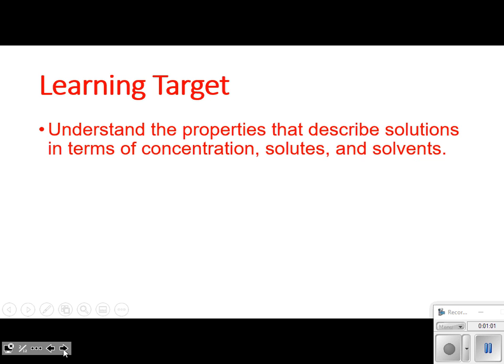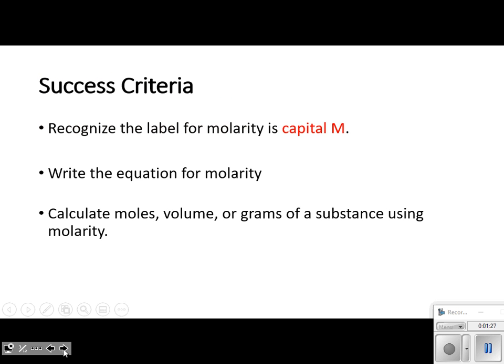What we are actually going to do is take the amount of a solute in moles, divide it by a certain amount of solution, which is the solute and the solvent together, making the solution, to give us a concentration in molarity. Now, you've dealt with molarity before. You probably just didn't know you were dealing with it because molarity is recognized by the label capital M. Okay, so we will recognize molarity as capital M.